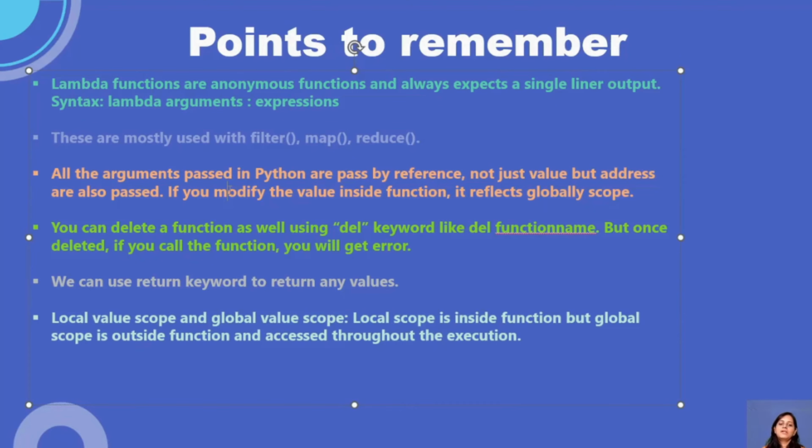Then we can use the return keyword to return any values. The return keyword is there to return any kind of values. And we have something called local value scope and global value scope.